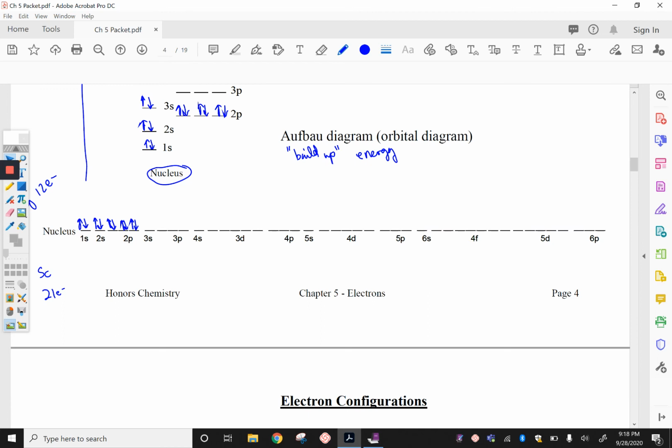10, right? The 3s takes up to 2 electrons. So far we've drawn 12. The 3p takes 6 electrons: 1, 2, 3, 4, 5, 6. 18 so far. Next is the 4s. 1 and 2. So far we've drawn 20 electrons. One more because we need 21, so one more goes into the 3d. So again, this is a map that shows us what energy level, sublevel, orbital, and even spin each of these electrons occupy in the scandium atom.